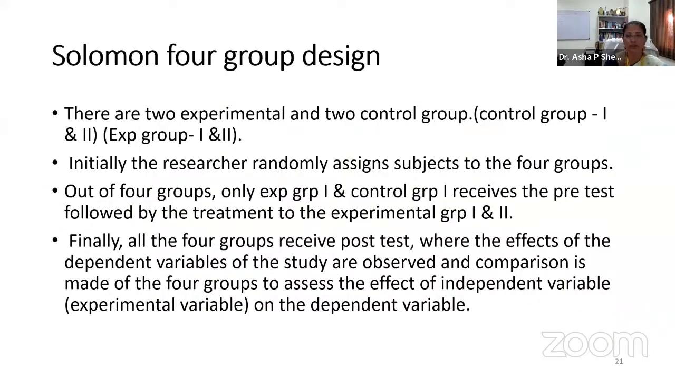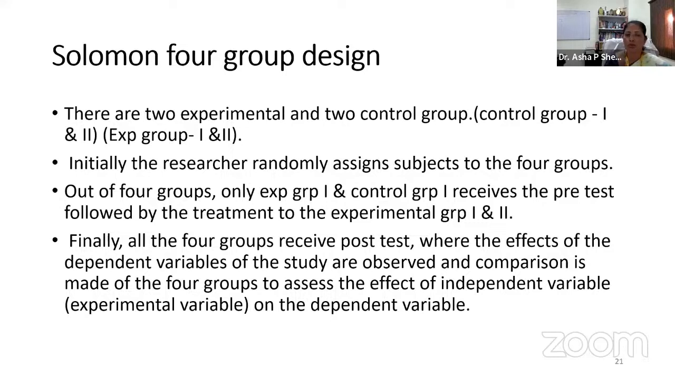The next important true experimental design is the Solomon 4 group design. This is a combination of the various designs. That is, there are 2 experimental groups and 2 control groups: control group 1 and 2, and experimental group 1 and 2. Here the researcher has to randomly assign the subjects to the 4 groups, and out of the 4 groups, experimental group 1 and control group 1 will receive the pre-test, and the experimental intervention will be received only by experimental groups 1 and 2.